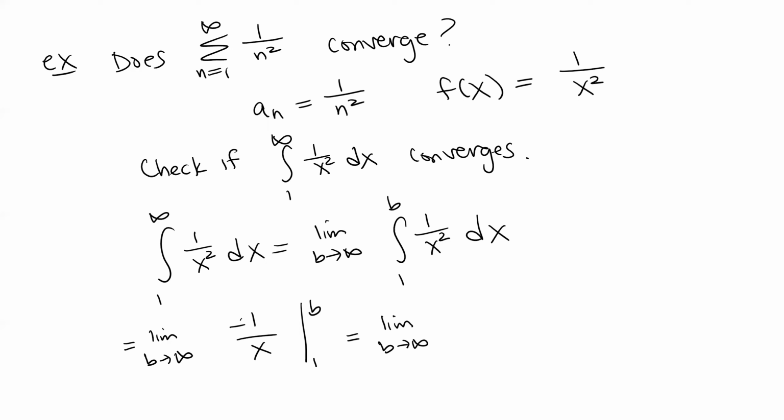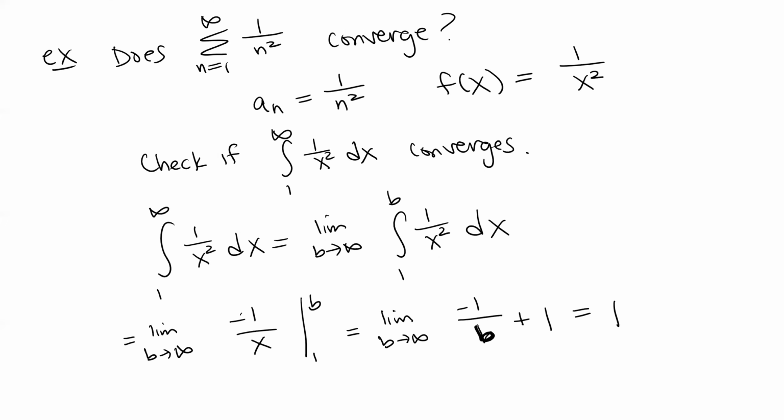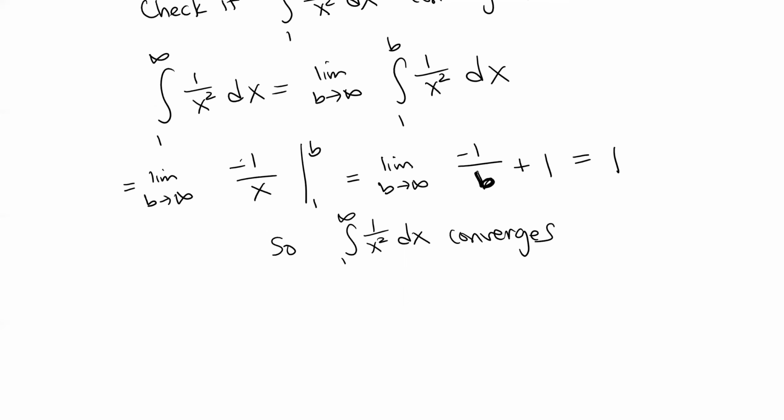All right, going back a second, the antiderivative of 1 over x squared is negative 1 over x. So now let's fix this. So we've got negative 1 over b plus 1. b is going to infinity. So if our denominator here is going to infinity, then this whole fraction is going to 0. So this goes to 1. In other words, this tells us that our integral from 1 to infinity of 1 over x squared dx converges. And since this converges, that tells us our sum from n equals 1 to infinity of 1 over n squared also converges.